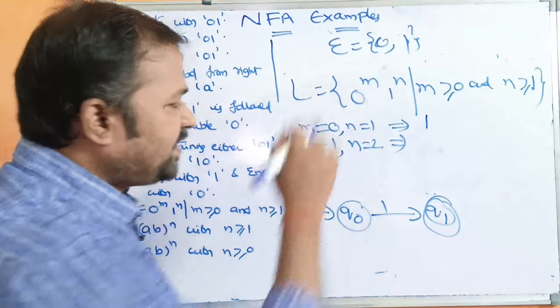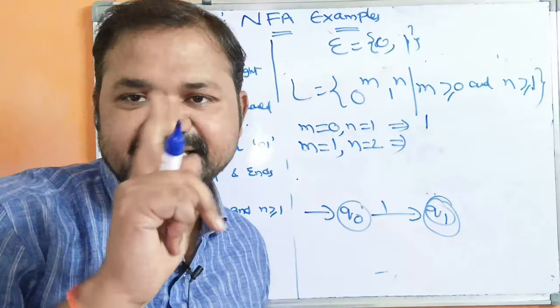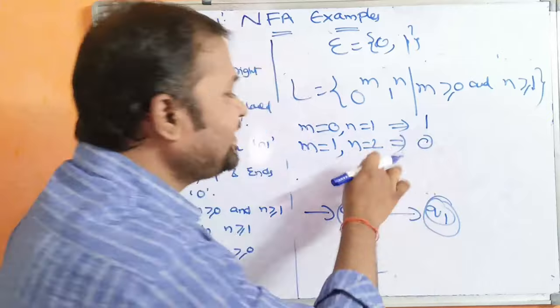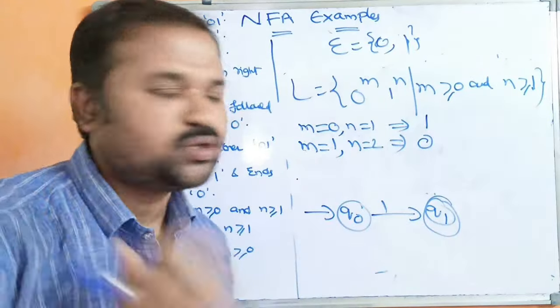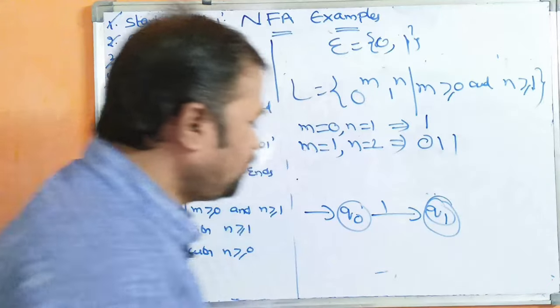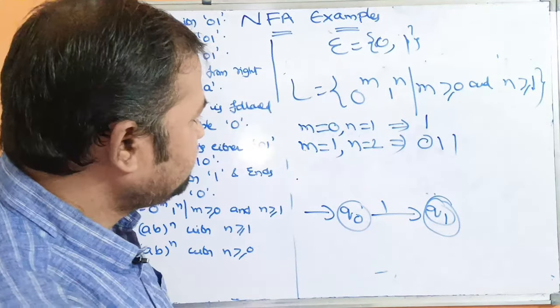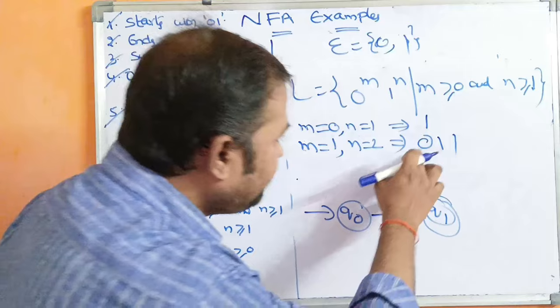So 0 power 1 means single 0. N is equal to 2, that means 1 power 2. 1 power 2 means two ones. So 0 double 1, 011. Okay, so here we have 011.